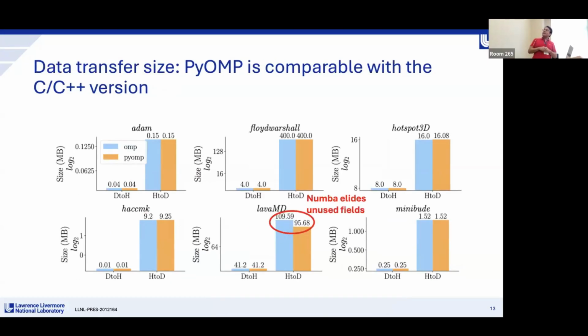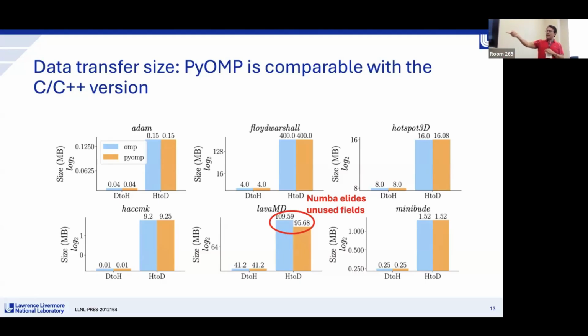The other thing was data transfer sizes. In that case, we look at how many bytes we transfer from the device to host or from the host to the device. Again, blue is C++ OpenMP, orange is PyOMP. What we expected, and what we see in most of the plots, is that we inflate a little bit the size of data transferred because we add metadata to arrays and all that stuff. So that's what we see most, except for LavaMD, and that was a little bit of a surprising result.